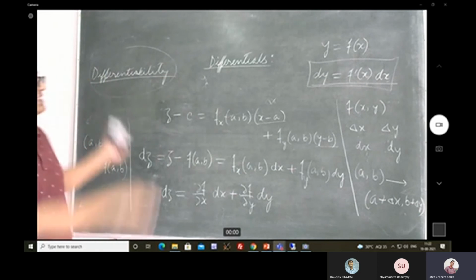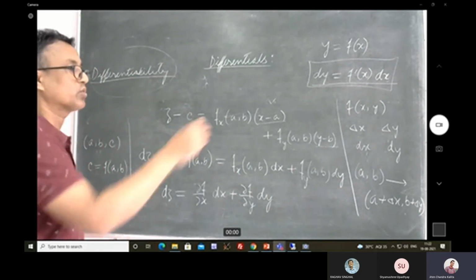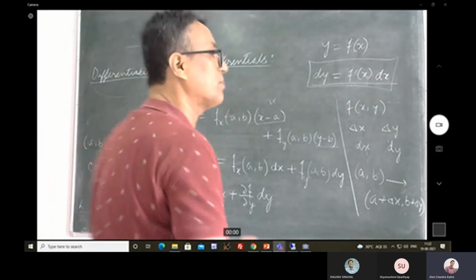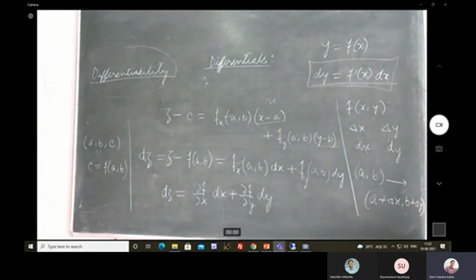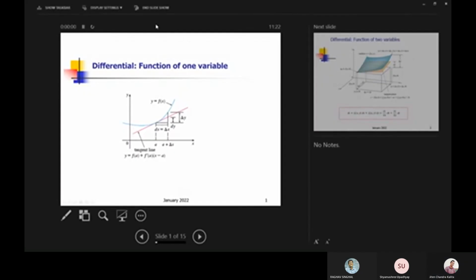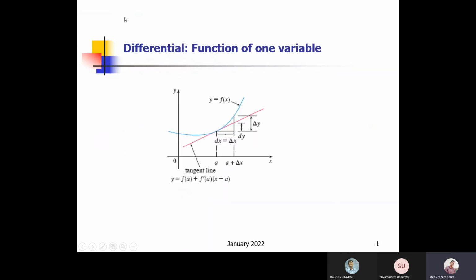Okay, so rather than drawing the figure myself, I'm going to show you this slide where you'll be able to see geometrically how it looks. This is about the differential for a function of one variable, as I have told you. This distance is nothing but dy. We were taking two neighboring points, a and a plus delta x, and this tangent line was given by this, as I have already told you.